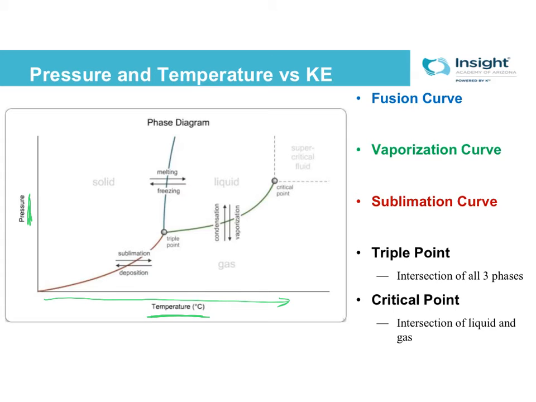The first thing is your fusion curve. That is this line here. If you trace this line, this is the combination of pressures and temperatures that have a substance switching between solid and liquid state. We call that fusion. They are either fusing, freezing to become solid, or melting to become liquid. So this is where freezing and melting happens.